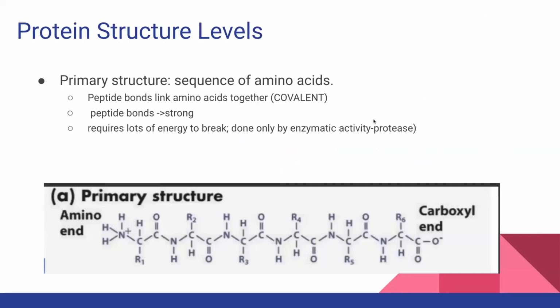So, like I was saying, primary structure of proteins is just the sequence of amino acids. It's like 1, 2, 3, 4. It's literally just the sequence in which they come in. These are held together by peptide bonds, which are covalent bonds, super strong and require a lot of energy to break. These are your strongest bonds in protein structure.